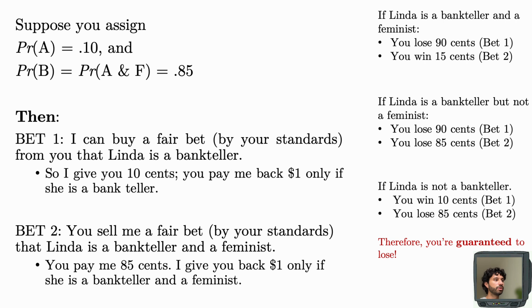Because bet one is fair by your standards. If you run the expected value, you'll actually think that the first bet is fair. You'll think that the second bet is fair. But if you take those together, then you're in a situation where no matter what happens, you're guaranteed to lose money. And that's kind of like a stupid bet, right, to take. If you take a bet where it's impossible for you to win, that's senseless behavior.